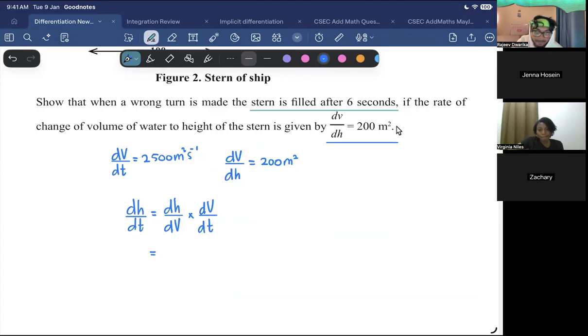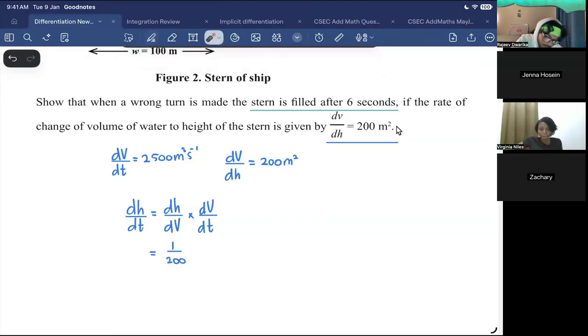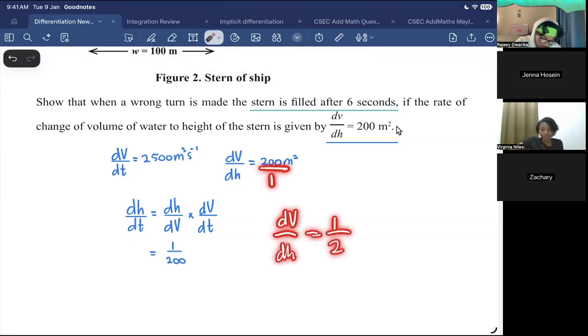200 meters squared. Take your time. It's not 200. It's like the opposite. Jenna could do it. Is negative? No, you flip it. Yes, and then we got 1 over 200. You see, you have to let people figure out things. Because dV/dh is 200, which is the same thing as 200 over 1. So if I were to flip both sides, dh/dV will be 1 over 200.